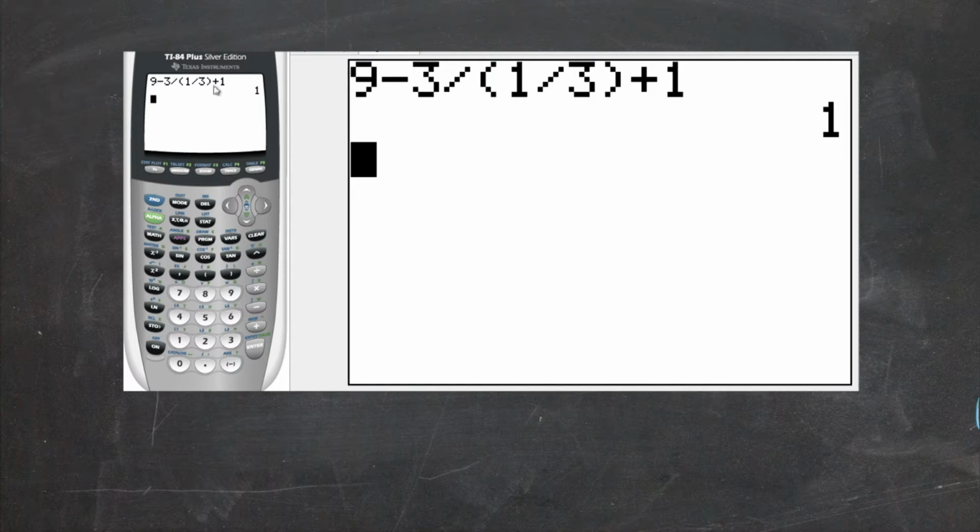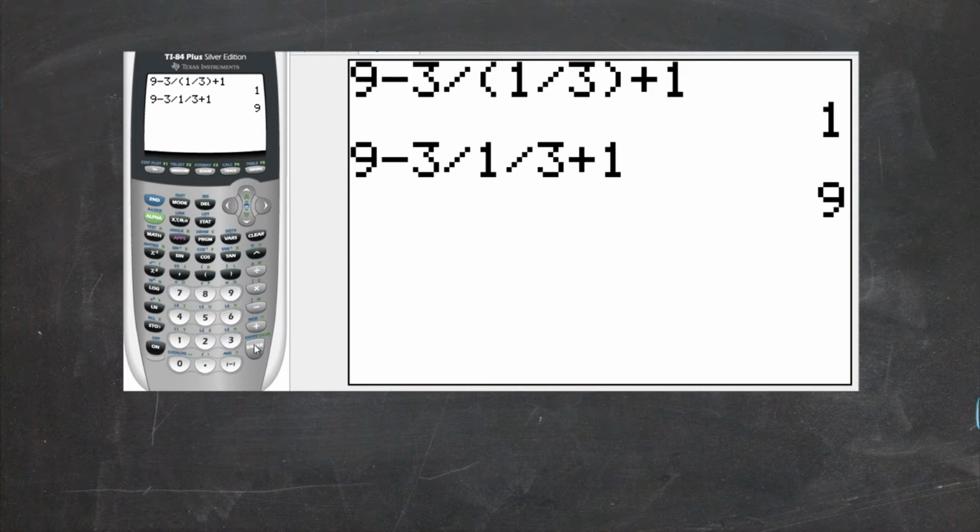If you're just typing that into the calculator and you forget the parentheses, let's see what would happen. We'd say 9, minus 3, divided by 1, and then we'll divide by 3. You can figure this out if you were to make those all division signs, and then plus 1, but that's the catch. There's a difference. That parenthesis makes all the difference. We get 9 instead, all right?